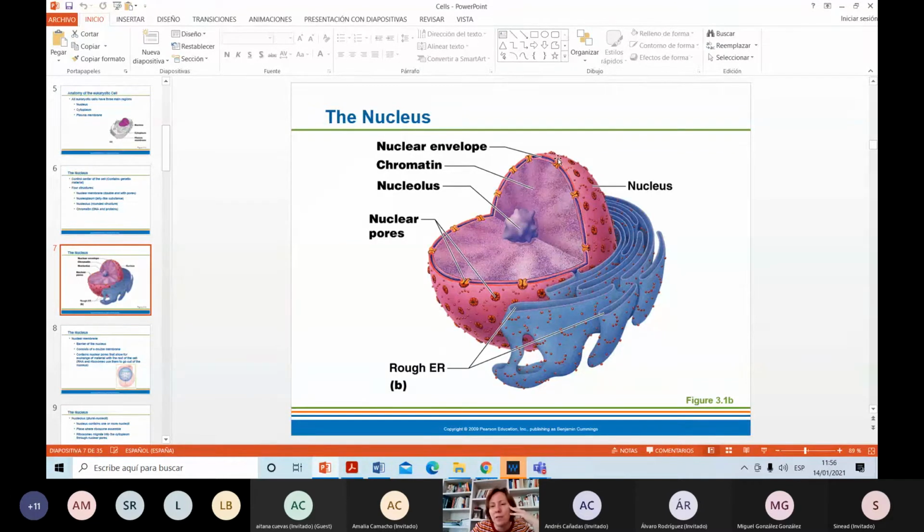And what about these yellow things? ¿Eso qué son? It's double and it contains... Nuclear pores. Okay. So the function, as you said, is protecting... Well, not the DNA, but the... Yes, the DNA. Perfect. Protecting all the genetic material, DNA and RNA.